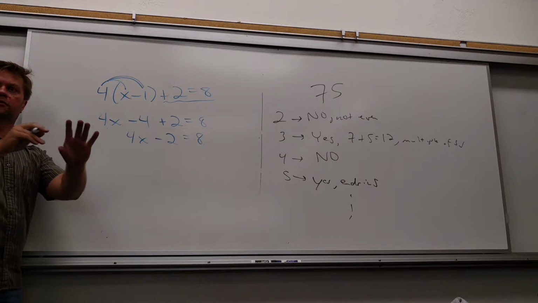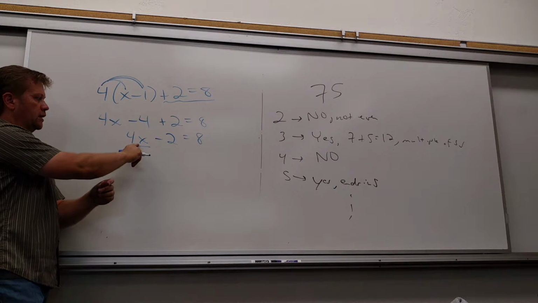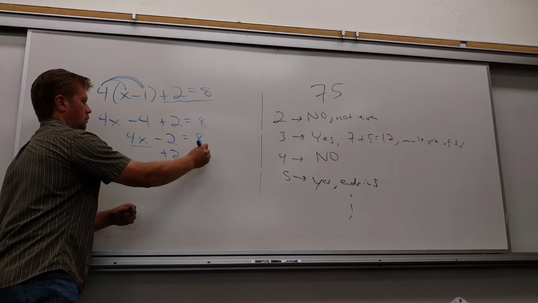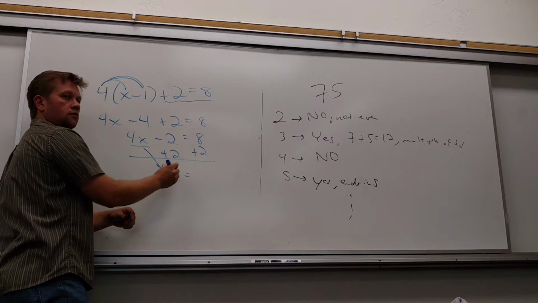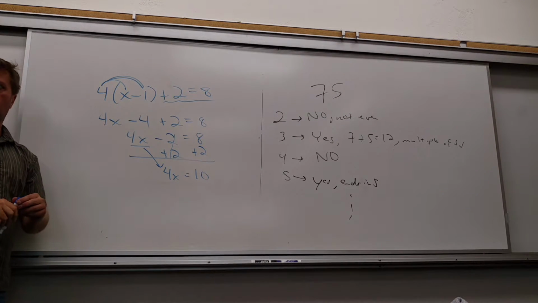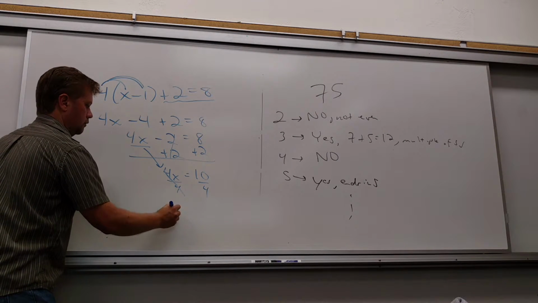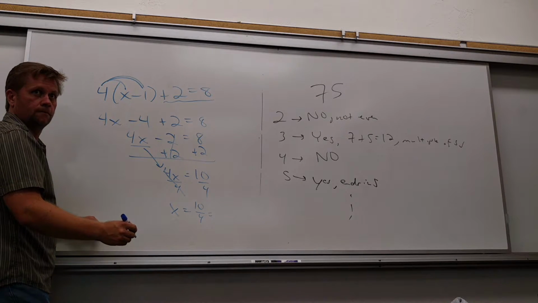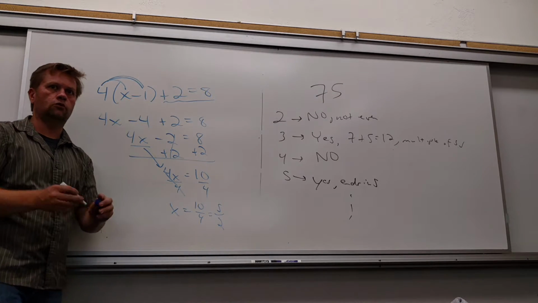Now where's my variable? What term is my variable in? 4x. How do I get this by itself? How do I get rid of the other stuff? Add 2. So you get 4x equals 10. And then you divide by 4 on both sides. 10/4, which should be reduced to 5/2.